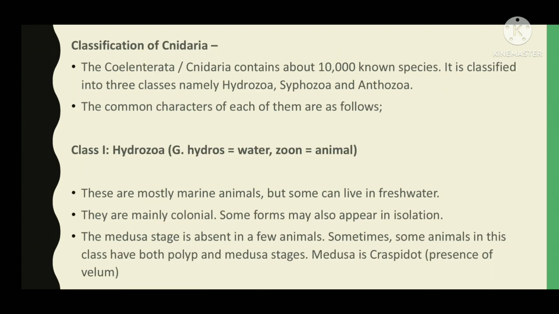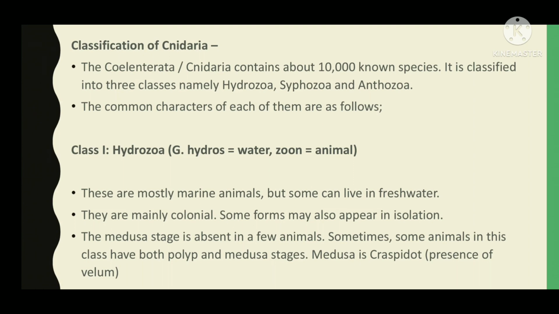Classification of phylum Cnidaria. Phylum Coelenterata or Cnidaria includes about 10,000 known species. It is classified into three classes, namely Hydrozoa, Scyphozoa and Anthozoa. The following are the general characteristics of each of them.